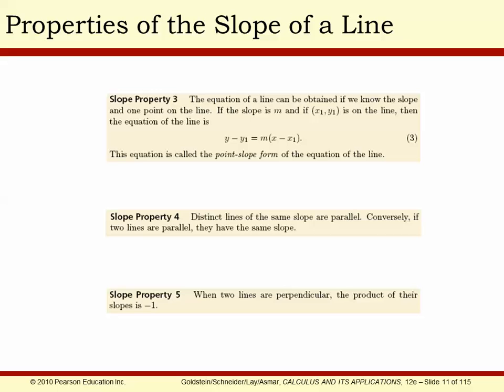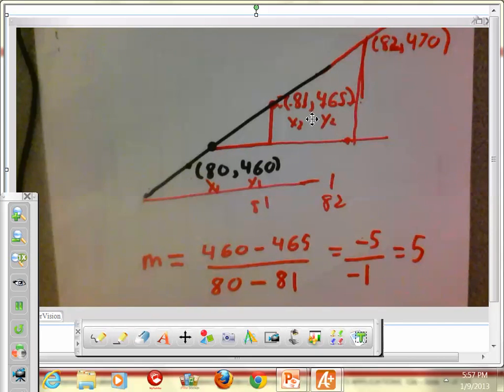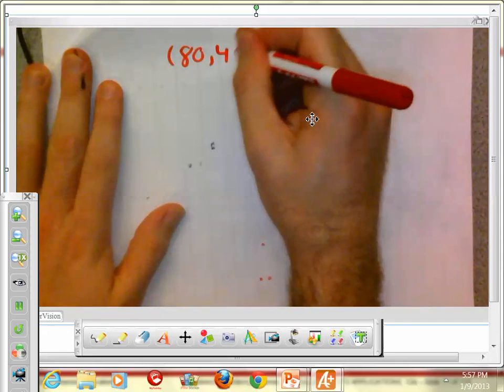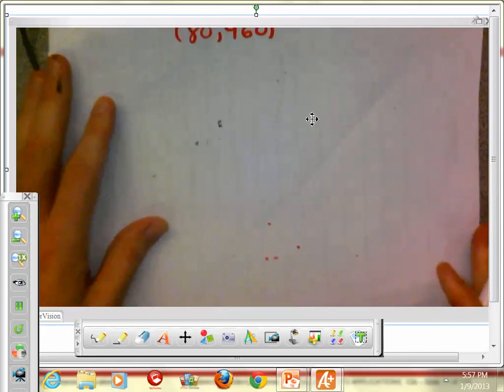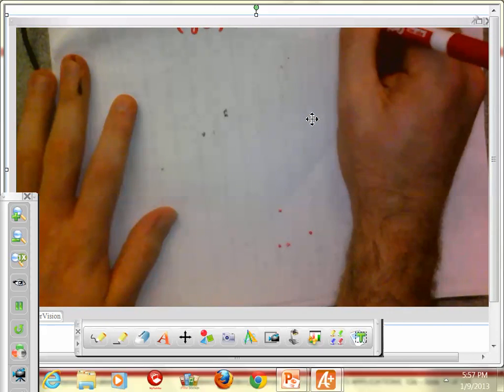And let me do an example of that. So if we go back to our example over here, we know the slope is 5, and we're going to use the point 80, 460. So we're going to use the point which is 80, 460. And we know that the slope is equal to 5.